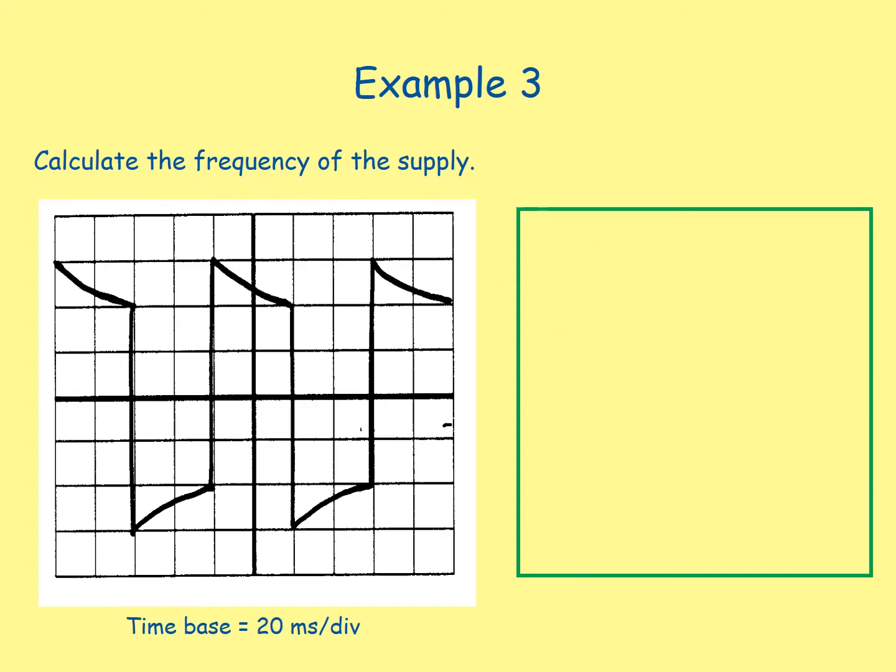Example 3. Calculate the frequency of the supply. So we're going for the same method as before. So we've got our frequency equals 1 over the period of the wave. And on our oscilloscope screen, we can see if we start off here, we have to go 1, 2, 3, 4 boxes this time to get to the start of the second wave. So one cycle is 4 divisions.